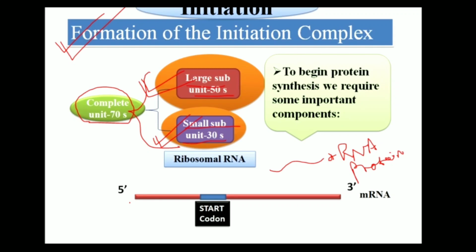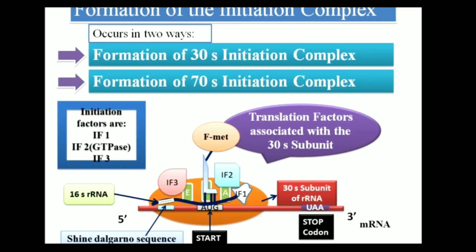And we also need the mRNA, which has a specific sequence known as the start codon, AUG, and this is the same in both prokaryotes as well as eukaryotes. They also have a stop codon downstream, with sequences like UAA and two more such sequences. Now the formation of this initiation complex occurs in two ways.